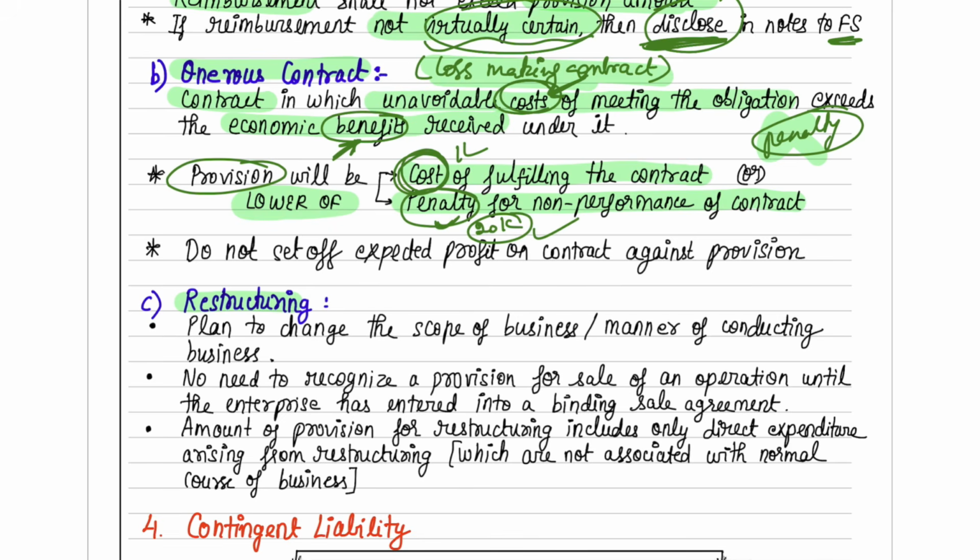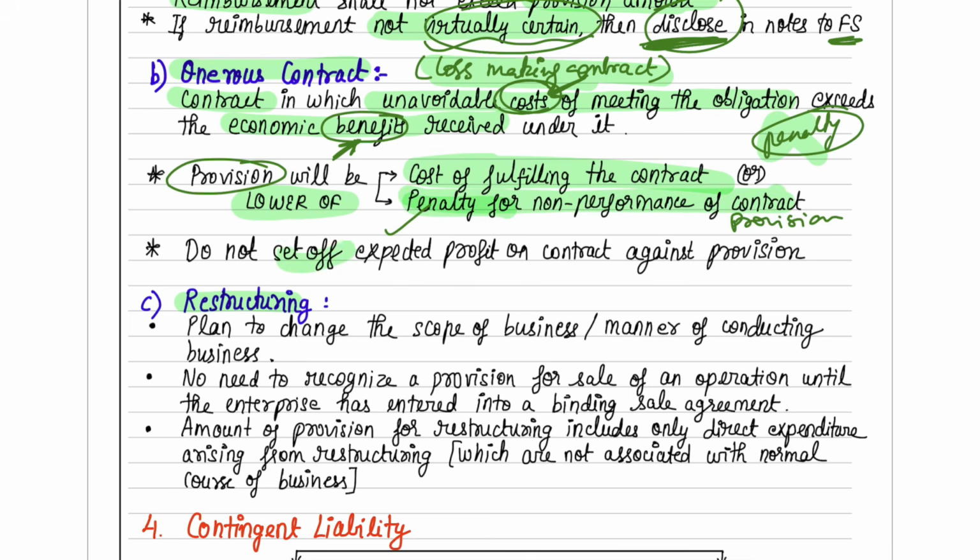Correct. So in such a case, what will a normal person do? Will he pay the penalty or will he pay the cost? He is going to pay the penalty of 20,000. So record that as a provision. That means that is the minimum cost that you have to pay. So it is the cost of fulfilling the contract, meaning the cost you're going to spend to make that product, or the penalty for non-performance of the contract, whichever is lower.